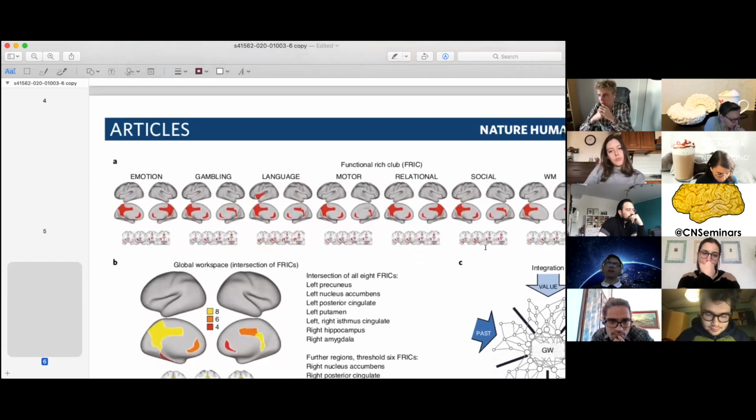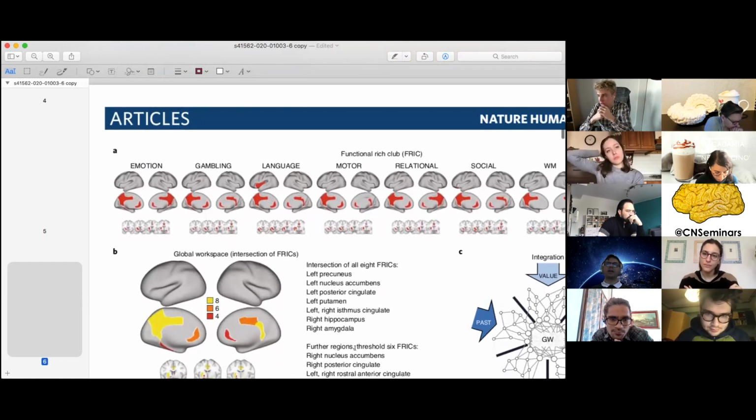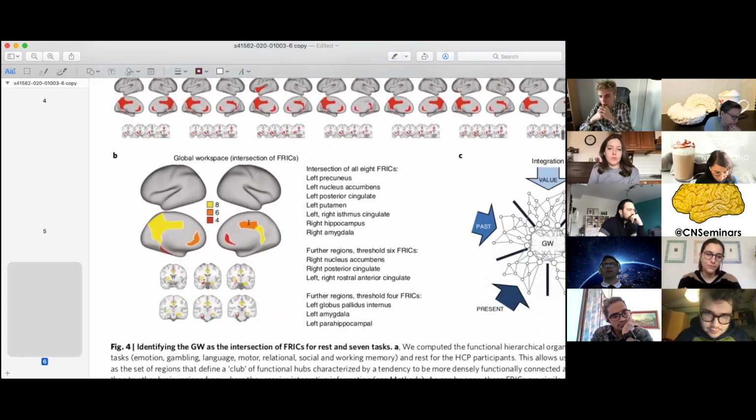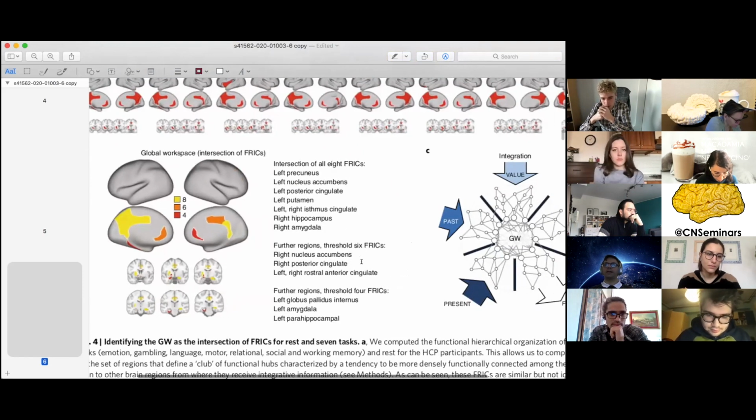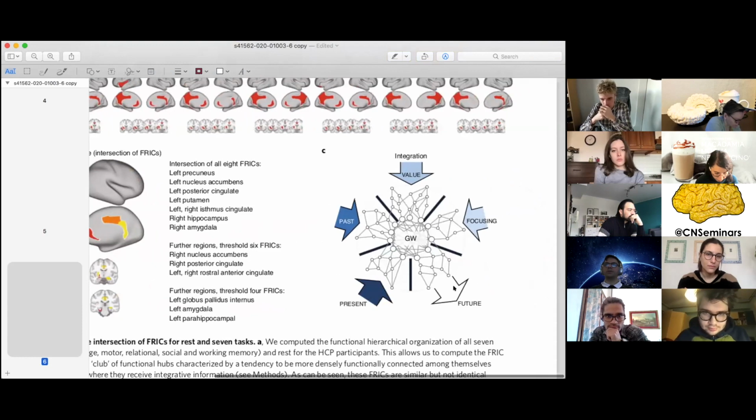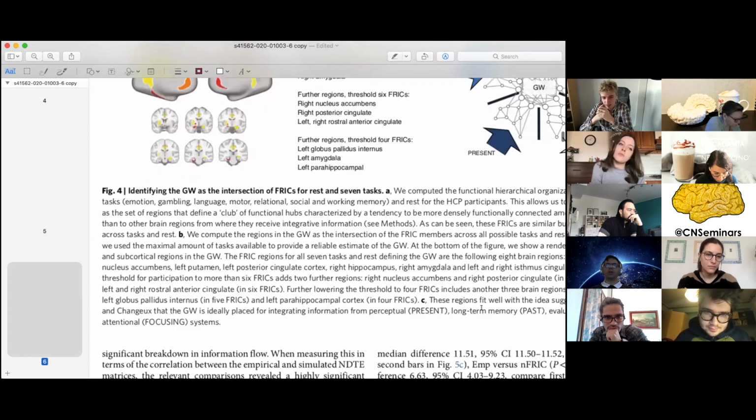Then they tried to look at the areas that are in the intersection of all the frequencies they find, those hotspots. And you can see here 8 corresponding to the 8 different functions overlapping there. So essentially the idea, which is repeated here, is that you have this global workspace that maintains loops or representations that can be modified according to value, focusing on past, present, and also in order to decide what you want to do in the future.